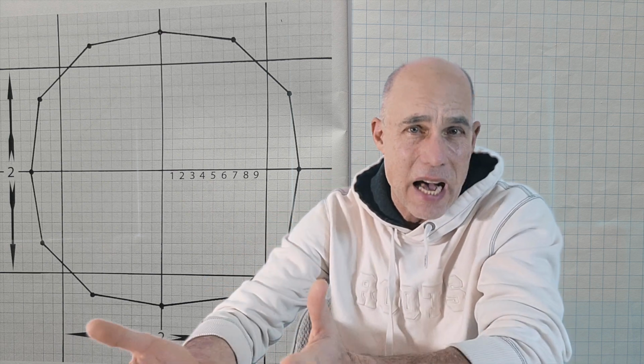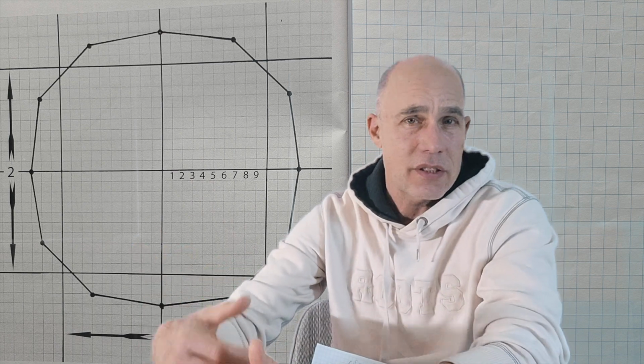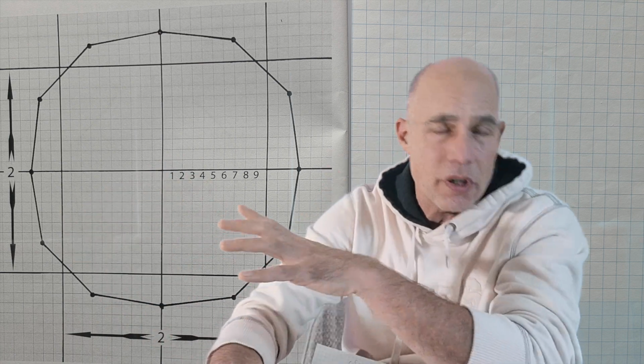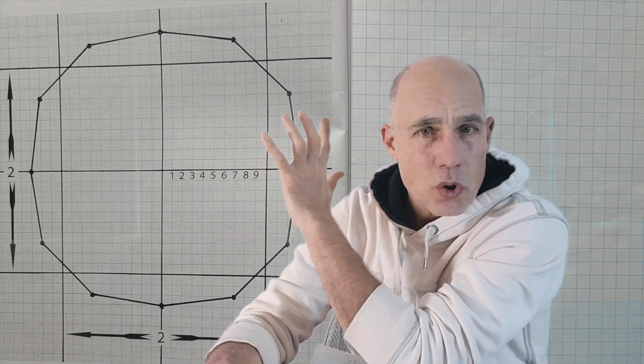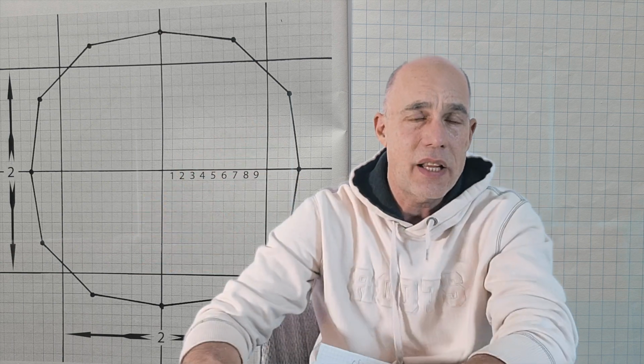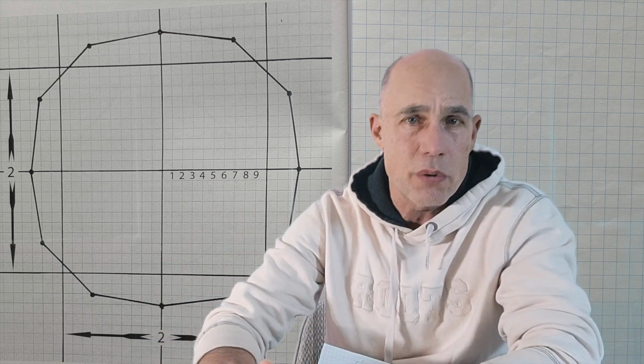So 0.5 is half of 1. So we have 12 half lengths. That gives us 6 lengths of the square root of 2. So the total perimeter of this dodecagon on a base 10 Cartesian plane is the length of 6 root 2. So it's all in lengths of the square root of 2.